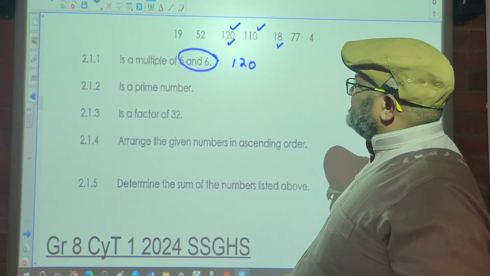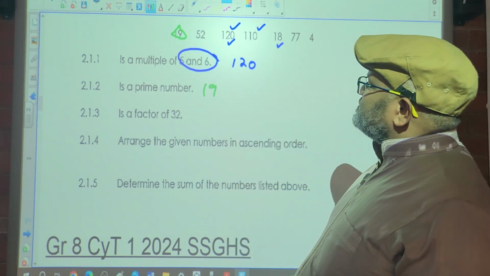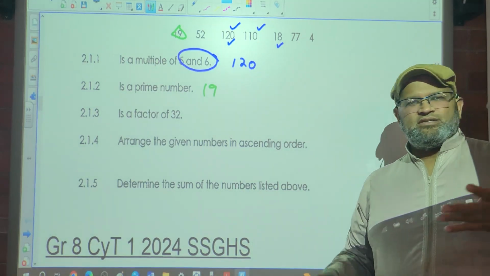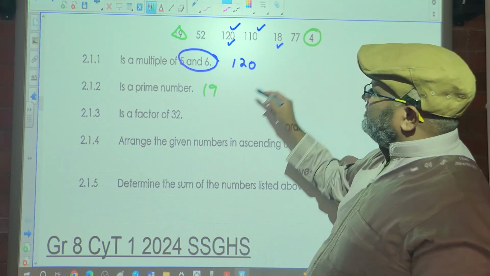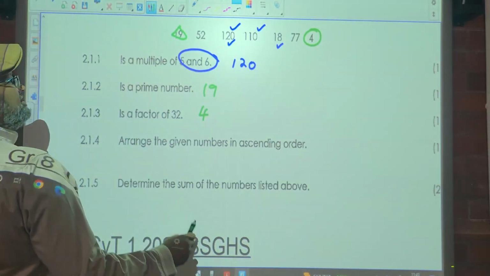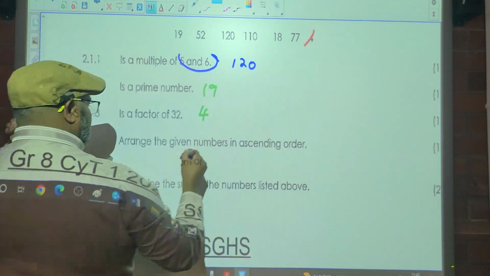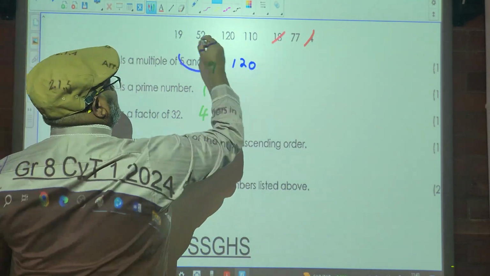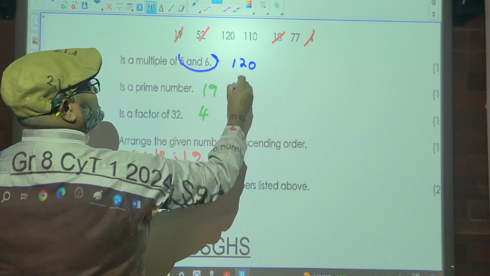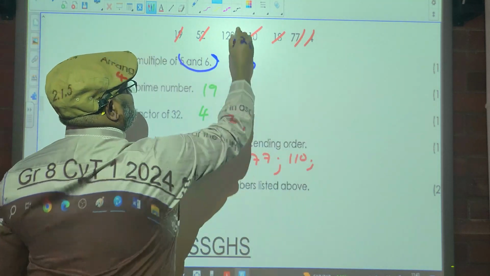A prime number. The only prime number here is 19. The factors of 32. Factors of 32 are 1, 2, 4, 8, 16, 32. Which one of them is there? 4. Arrange the given numbers in ascending order. What is ascending? Smallest to biggest. What's the smallest number here? 4. Followed by 18. Followed by 19. Then 52. Then 77. Then 110. Then 120.